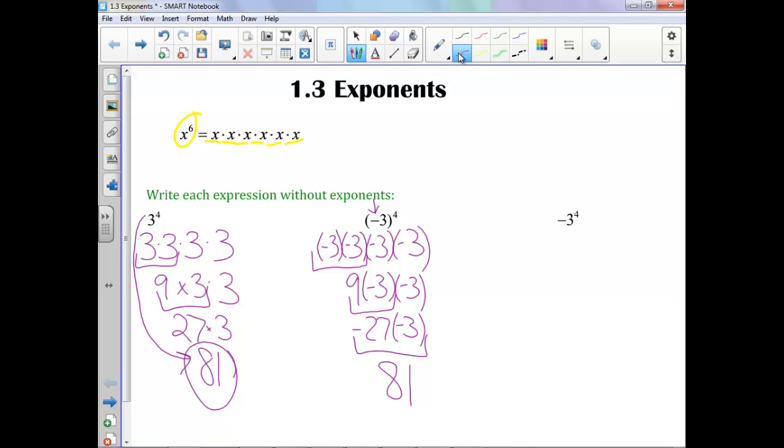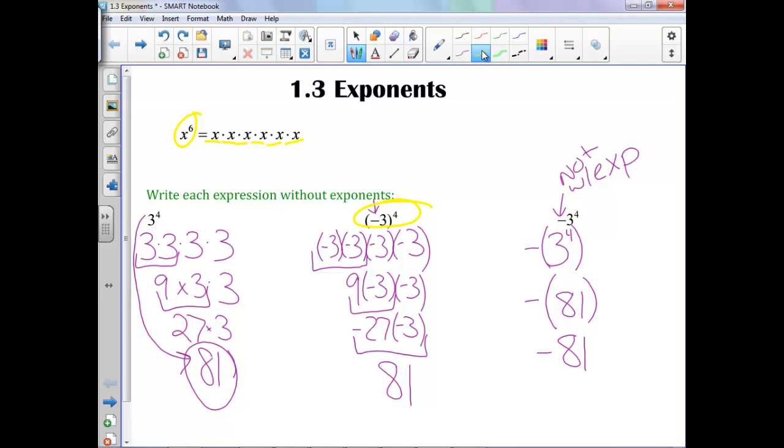This last one is different, because if you think back to order of operations, you want to have your exponents first after grouping. There's no grouping here. So this is actually negative of 3 to the 4th, which is negative. We already did 3 to the 4th is 81. So I have negative 81. This negative is not getting the exponent, and that's because it's not in the parentheses like it was over here.